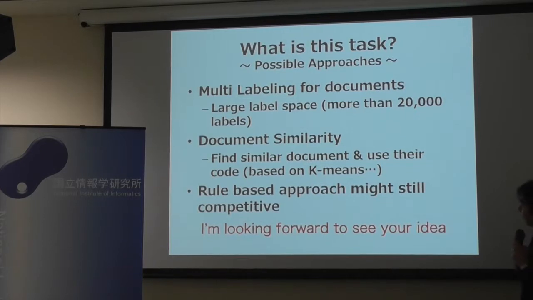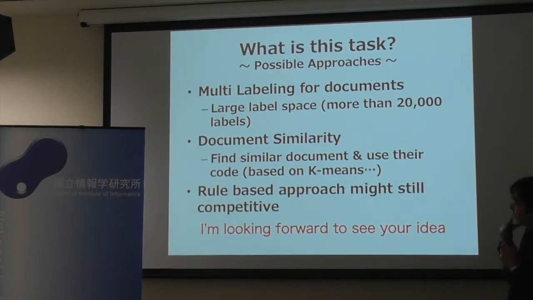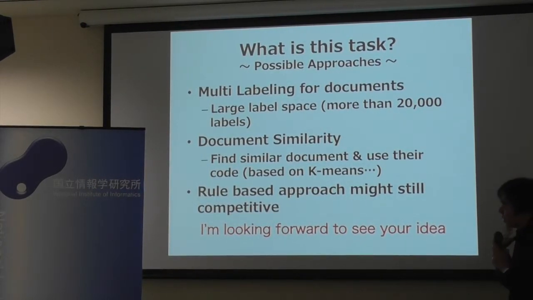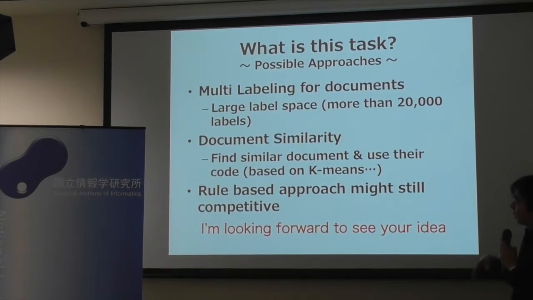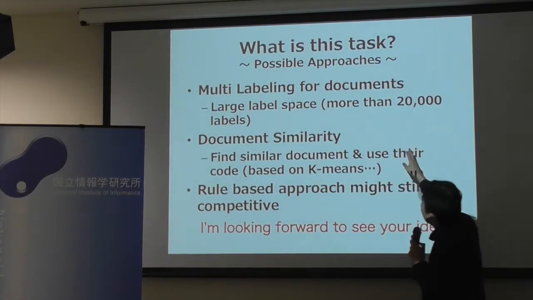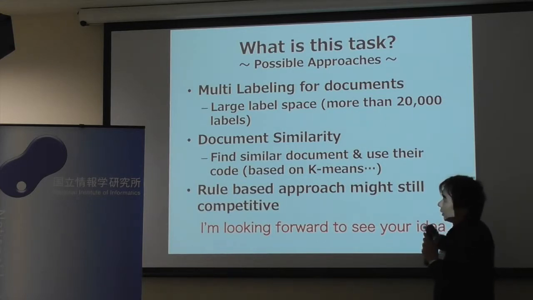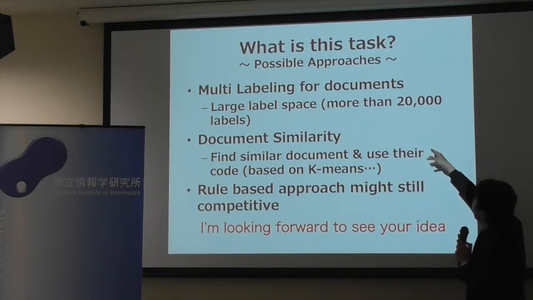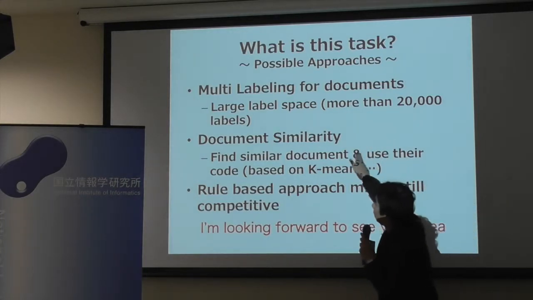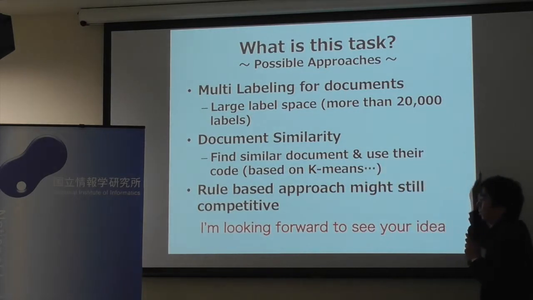So what is this task? I think potentially various approaches could be available for this task. Some people think of this task as a kind of knowledge labeling task for a document, but this task has a very large label space, more than 20,000 labels. Another approach is a kind of document similarity approach: find similar documents and use their codes.